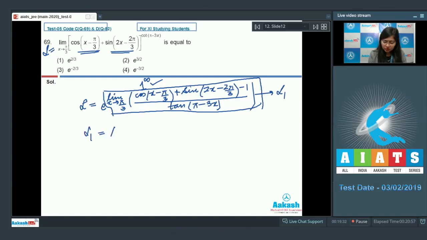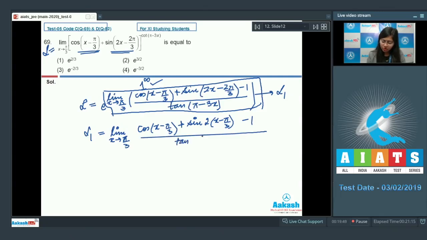So we can say that L1 is equal to limit x tending to pi by 3 cos of x minus pi by 3 plus sine of 2 times x minus pi by 3 minus 1 upon tan of, multiplying and dividing by 3, we will get 3 times pi by 3 minus x, right? So let us say that x minus pi by 3 is replaced by t. So this will be equal to limit t tending to 0 cos t plus sine 2t minus 1 upon tan of minus 3t. Minus can be taken out, so this can be written as minus tan of 3t.